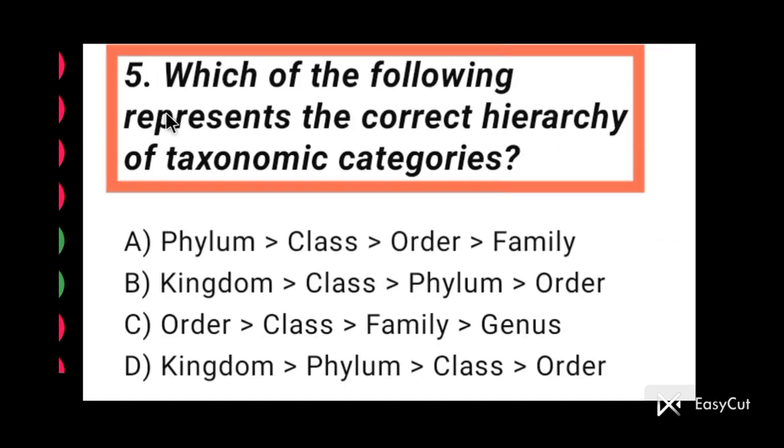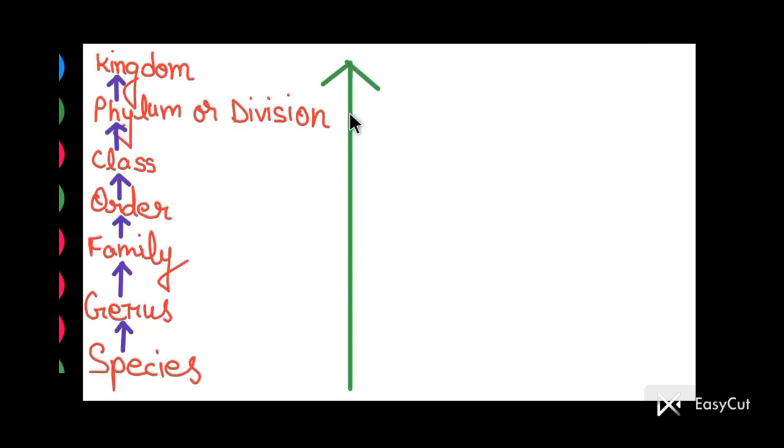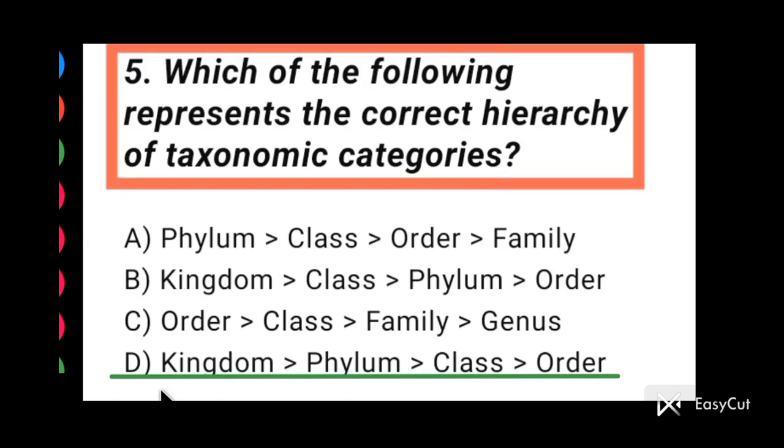Question number 5. Which of the following represents the correct hierarchy of taxonomic categories? So as we go higher from species to kingdom, the number of common characteristics goes on decreasing. So lower the taxa, more the characteristics that the members within the taxon share. Higher the category, greater is the difficulty of determining the relationship to other taxa at the same level. Okay? So here correct option is option number D.